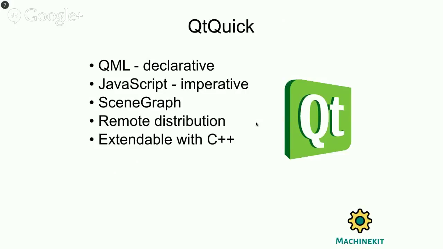Then QtQuick is rendered using a technology called Scenegraph, which renders all the user interfaces in an OpenGL context. The downside of this is that QtQuick is only available on devices where OpenGL is available. Due to the scripting language, it is easily possible to create remotely distributable user interfaces using QtQuick, which is also an advantage for remote user interfaces.